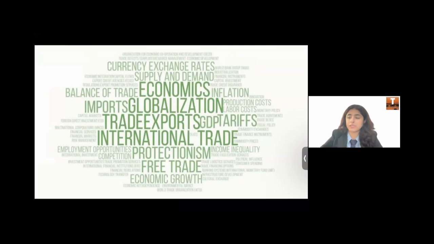So this talks about the major keywords. As you can see, it talks about globalization, trade, export, GDP, tariffs, international trade, protectionism, free trade, economic growth, employment opportunities, foreign direct investments, inflation also.